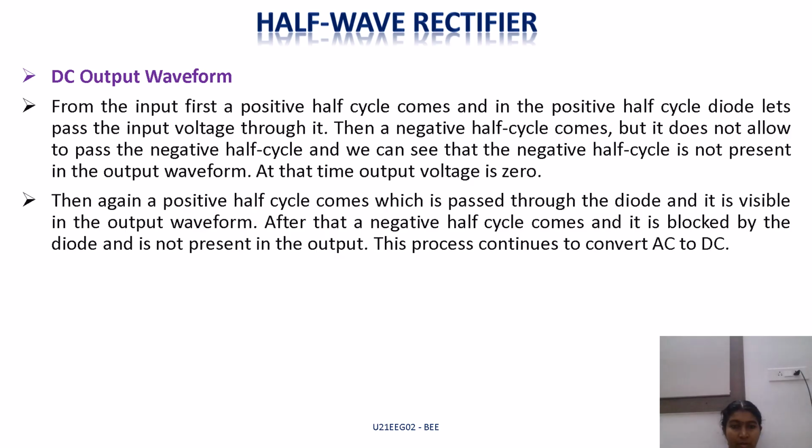Again, when a positive half cycle comes, it is passed through the diode and it is visible in the output waveform. After that, the negative half cycle comes and it is blocked by the diode and it is not present in the output. This process continues to convert AC into DC.